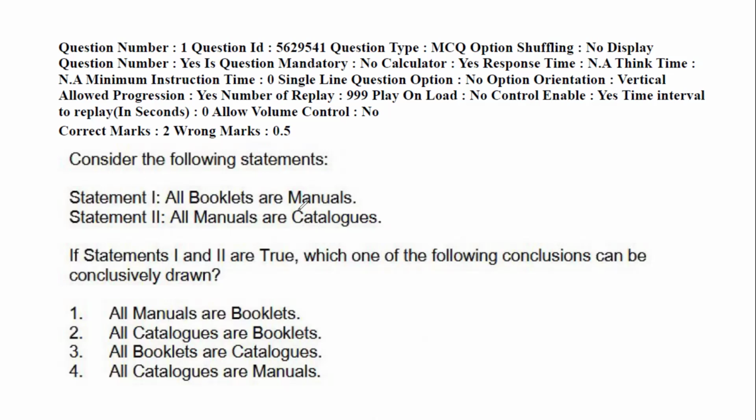Statement 1, all booklets are manuals. Statement 2, all manuals are catalogs. So we'll write it down as statement 1, B implies M. Statement 2, M implies C, right? So does B imply C? Yes. This means B implies C. That is, booklets imply catalogs, but not the other way around.